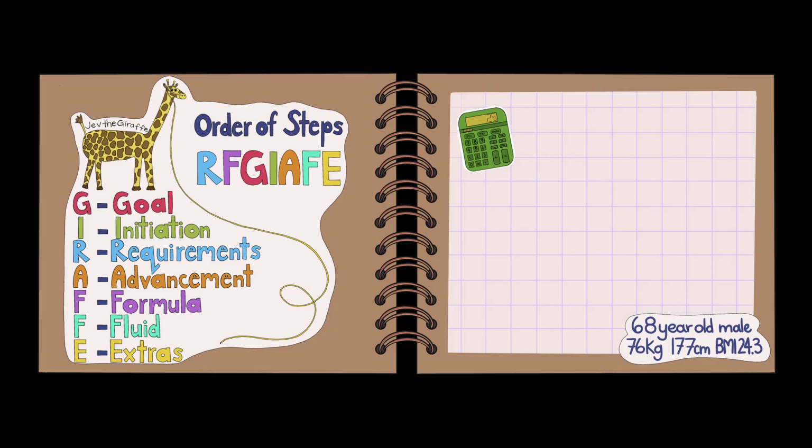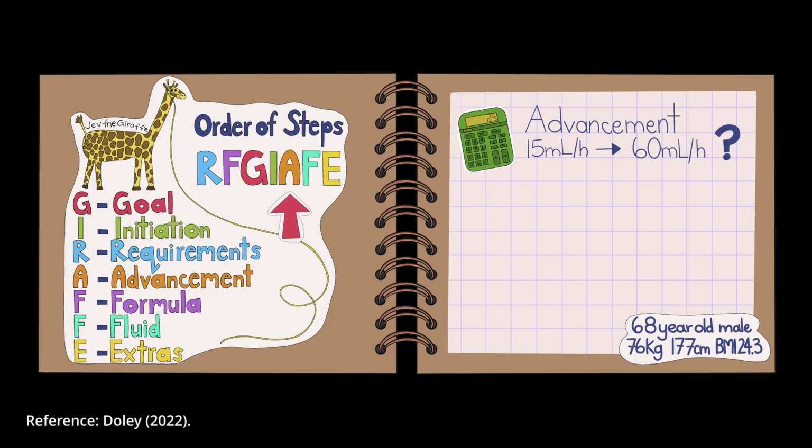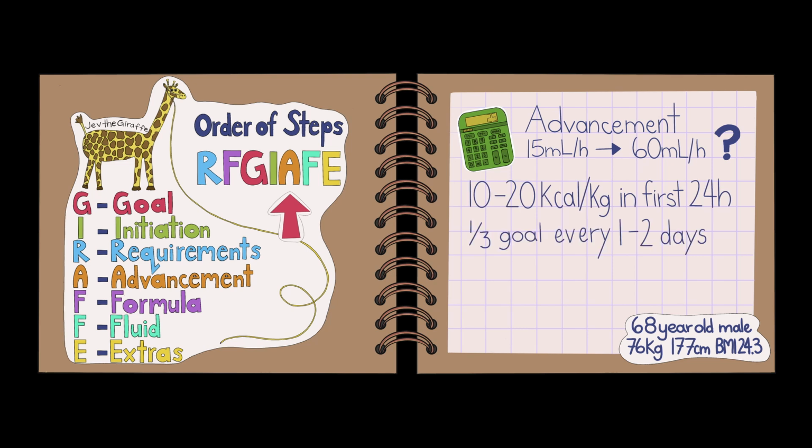Next step, advancement. We picked a starting rate and a goal rate, but how will we get from 15 ml per hour up to 60 ml per hour? Our refeeding guidelines suggest 10 to 20 calories per kilo in the first 24 hours, and to advance by 1/3 of goal every 1 to 2 days. Some typical advancements are to increase by 5 to 15 ml per hour every 8 to 12 hours.